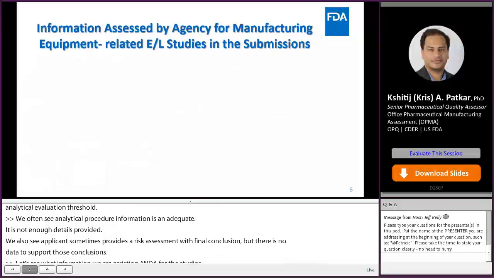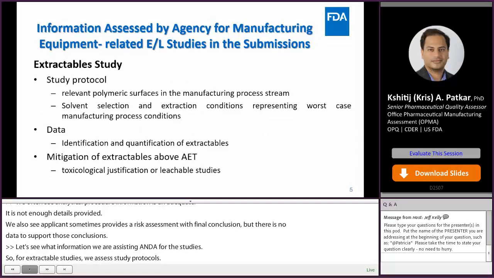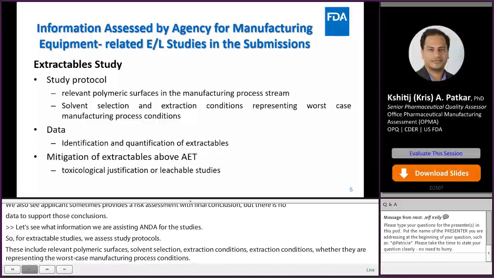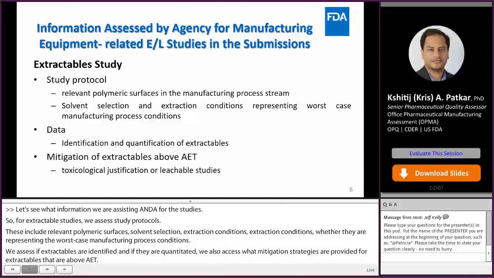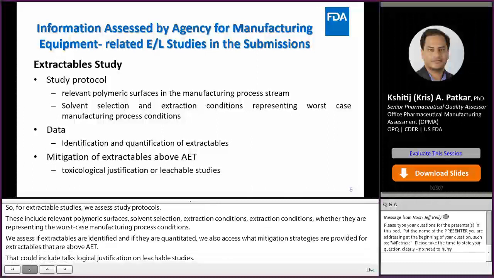Now let's see what information we assess in an ANDA for these studies. For extractable studies, we assess the study protocol. These include relevant polymeric surfaces, solvent selection, and extraction conditions, and whether they represent the worst-case manufacturing process conditions. We assess if extractables are identified and if they're quantitated. We also assess what mitigation strategies are provided for extractables that are above the AET. That could include toxicological justification or leachable studies.